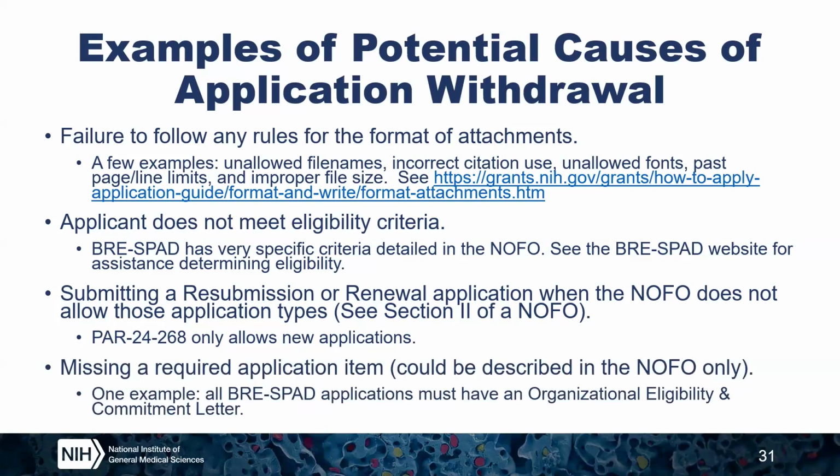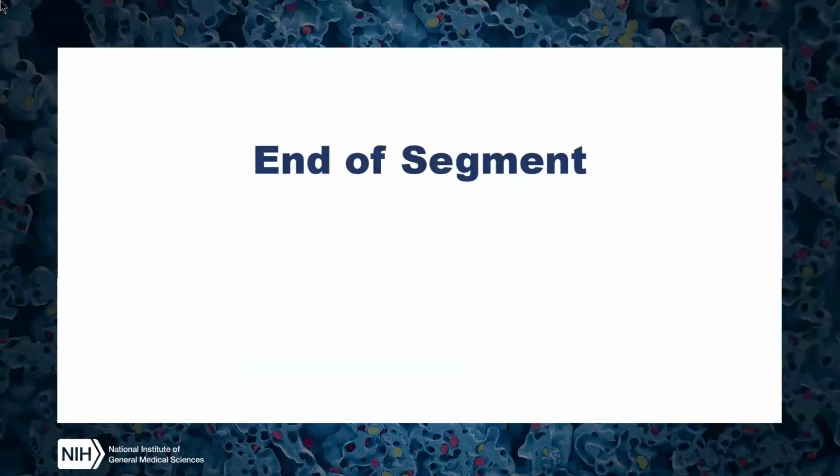Another example that happens is if you're missing a required application item. Keep in mind, this could be something from the SF424, or it could be something that's only mentioned in the NOFO. Just one example is that all BRE-SPAD applications must have an organizational eligibility and commitment letter. This relates back to why we have that table online on our website that you can take a look at, the application components, which helps you understand the NOFO and the SF424. That concludes this segment.